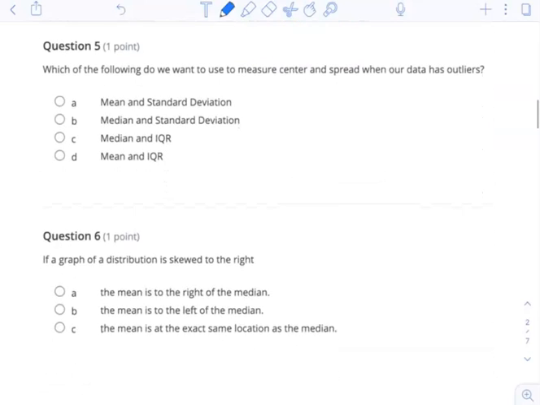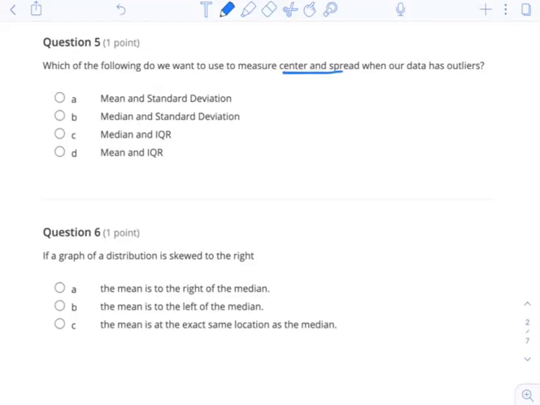Question 5, which of the following do we want to use to measure center and spread when our data has outliers? So outliers affect mean and standard deviation. So the good measures of center and spread, if we have outliers, are the median and the IQR. So that would be option C. The mean and the standard deviation get messed up by outliers. So anything that has standard deviation or mean in it is not a good answer.